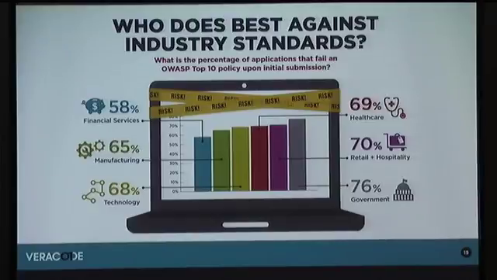So if you're, say, a financial company, a lot of times what you're going to be asking is like, how am I related to my peers? But we thought it'd be interesting to see how different industries rank relative to one another. So let's show you a little bit of this. So this shows you which industry does best against standards, and I'll tell you what that means. This is showing what percentage of applications fail an OWASP top 10 policy the first time it's submitted.